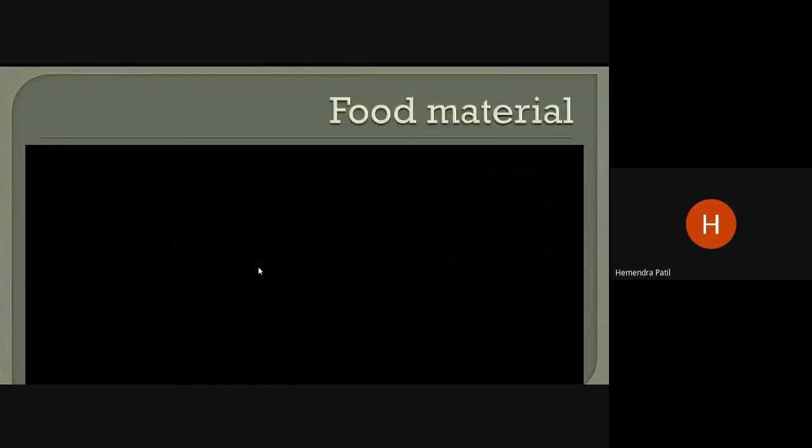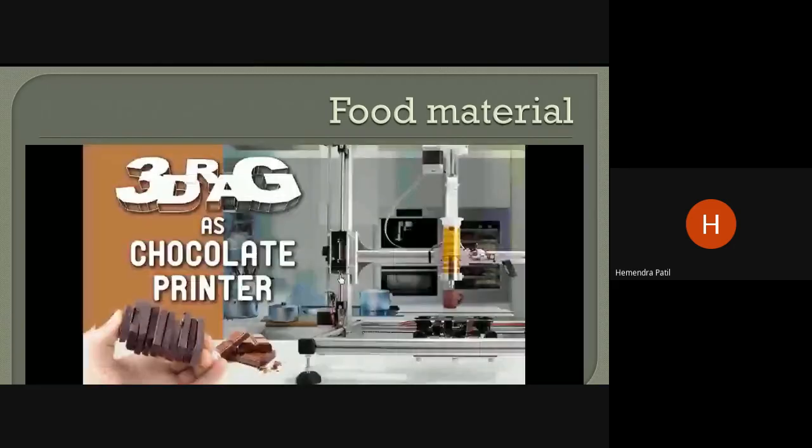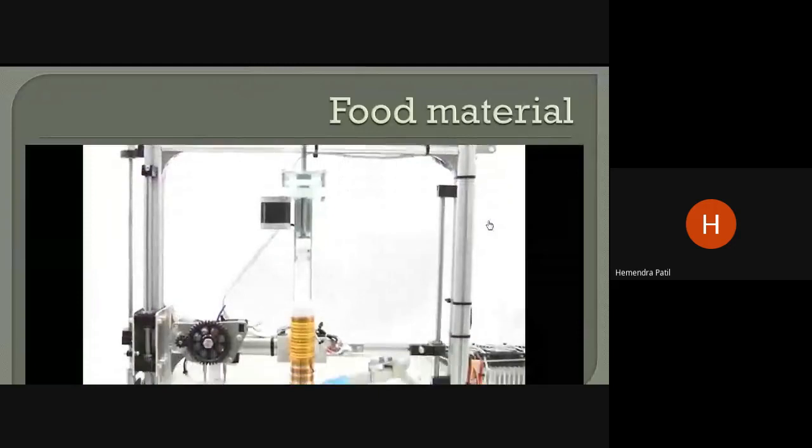In the last, I will include the food materials which can be printed today. Today a number of foods, like pizza or chocolate, are printed, coffee printing is done. So many foods are printed today in the market. So here is one video of printing food. Here chocolate is printed.